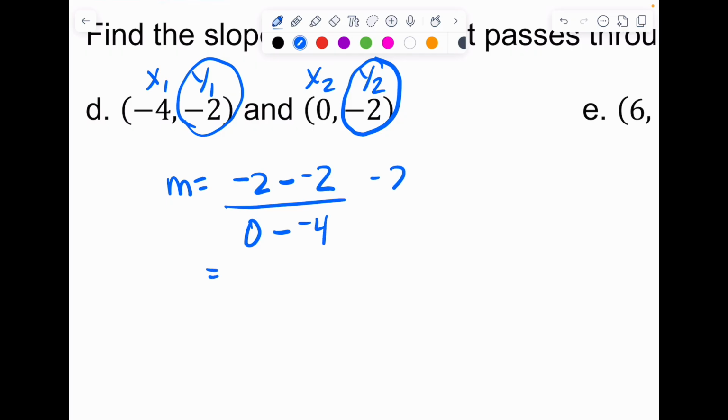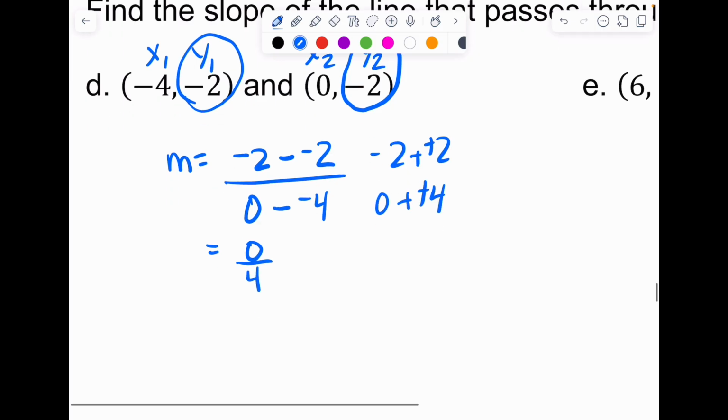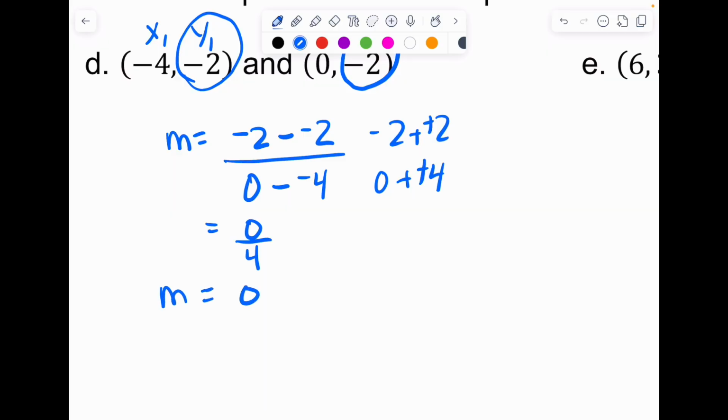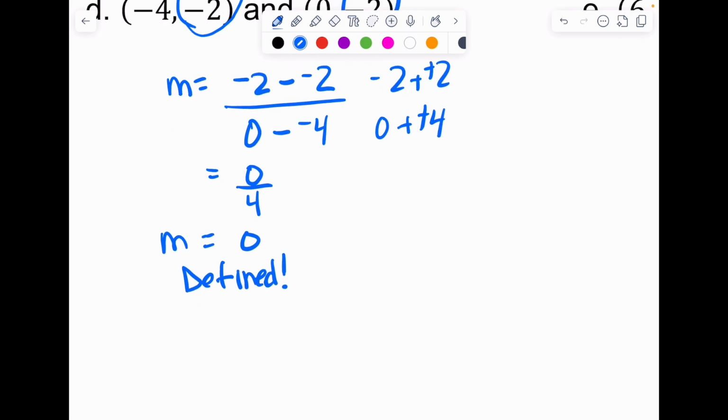So friends, what's happening here is -2 plus 2 gives you 0 over the non-zero number, +4. Friends, your slope is 0. This is defined. You can have a 0 slope. The example of a 0 slope is a horizontal line.